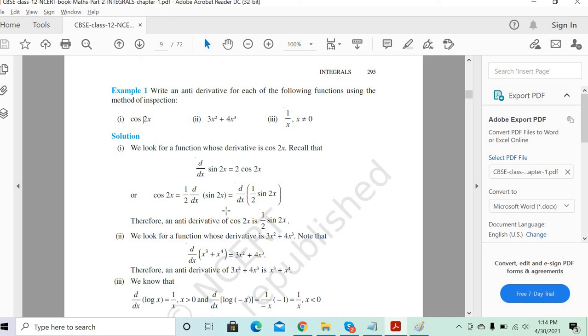Integrate separately. 3x square integrate separately. 4x cube integrate separately. Add it. So basically 3 is a constant, so keep it outside. The integration of x square will be what? So it's x cube plus x to the power 4. Excellent. Got it, no? Clear? Yes, sir. Similarly do the third one also now.